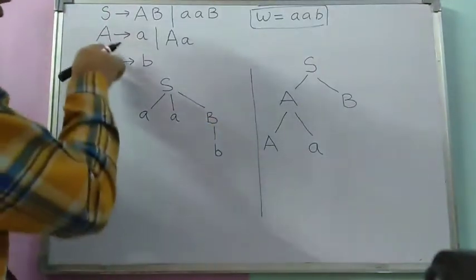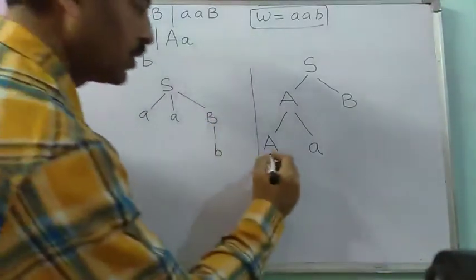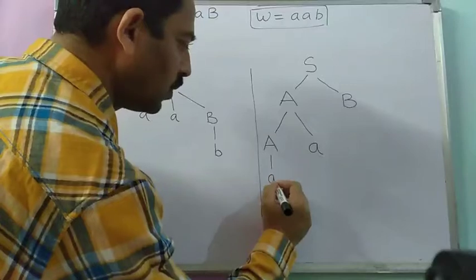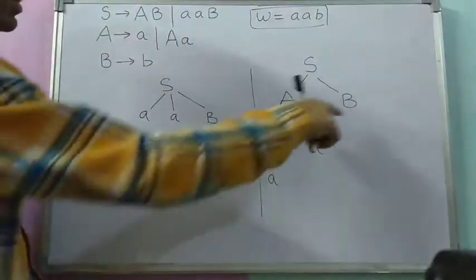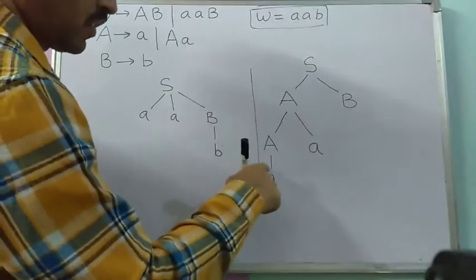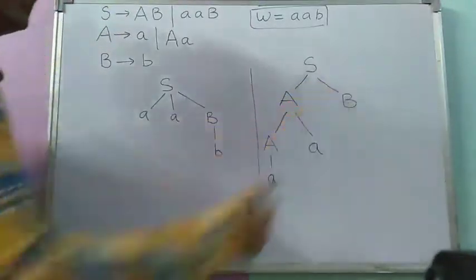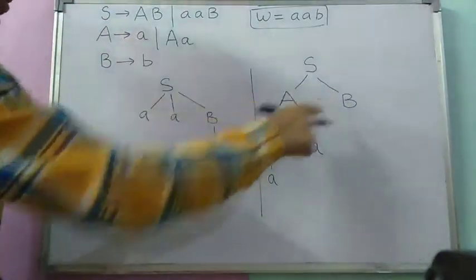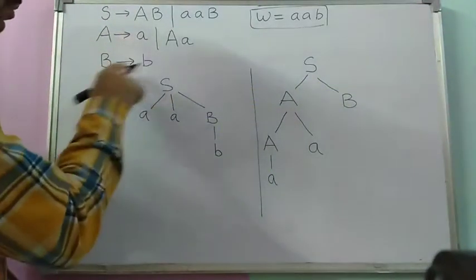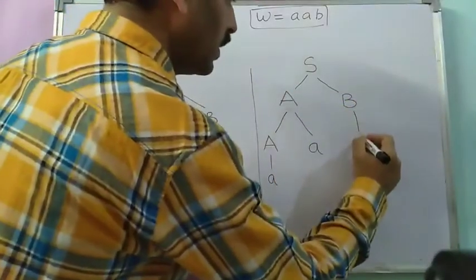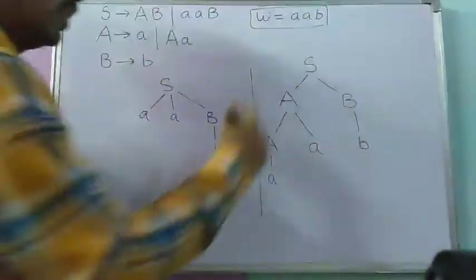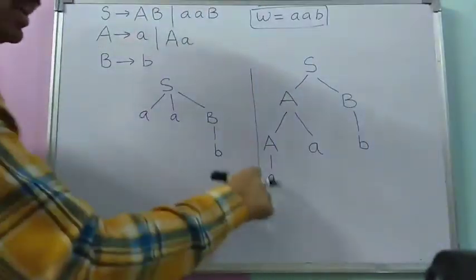Now for this A, we will use A → a. In our working string, we now have aB. Only one variable is there, so we are bound to take the production for B, B → b. In this manner, we will be deriving this word.